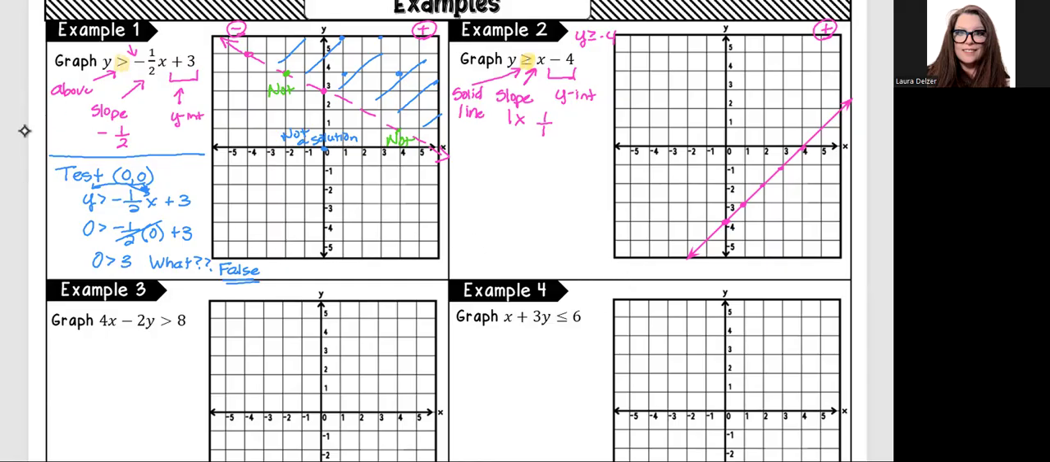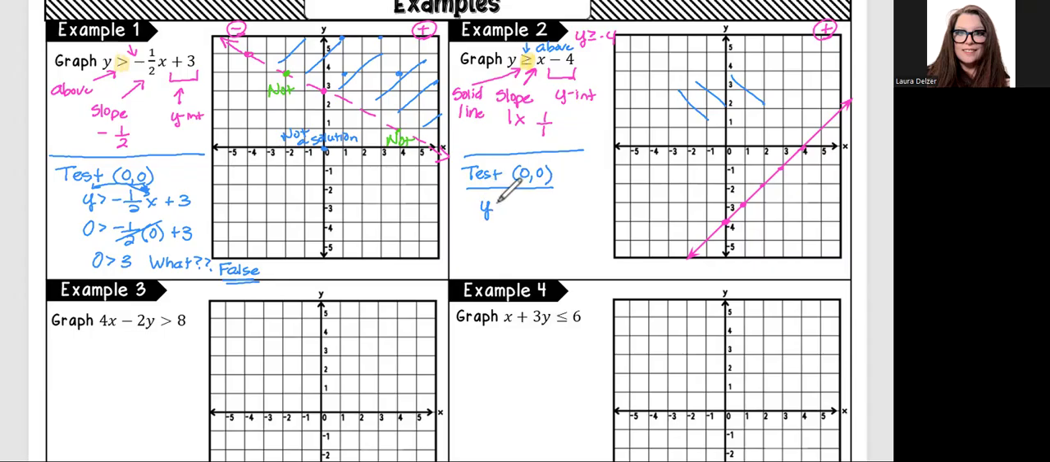Alrighty, now our next step is we've got to decide which way to shade. So I am going to test. I can test my 0, 0. Now, this tells me it should be above the line. So we know we should be shading probably this way, but I'm showing you why. It's not just a rule that says, here, memorize this. If it's greater than, shade above the line. There's a math reason. And knowing how to test a point is a very good skill to have.